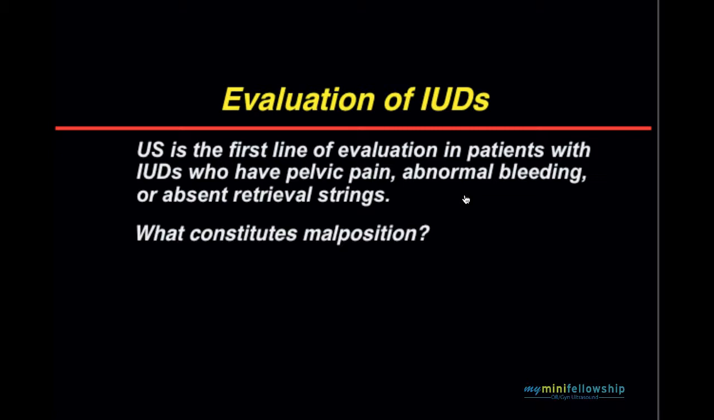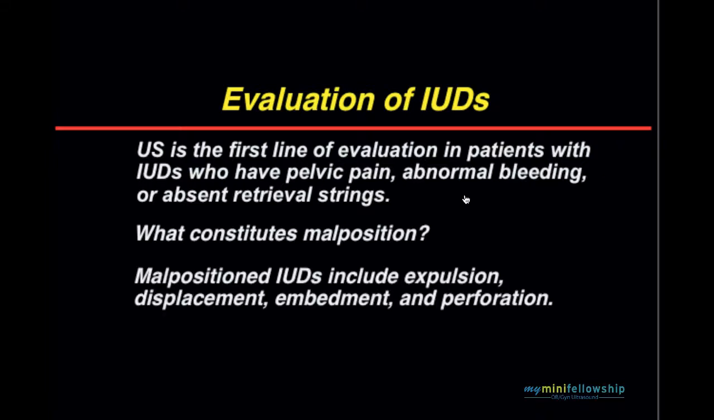But what constitutes malposition? It isn't just necessarily that the IUD either fell out or migrated into the abdomen somewhere. Malpositioned IUDs include expulsion, which is actually fairly uncommon, displacement, embedment, and perforation.